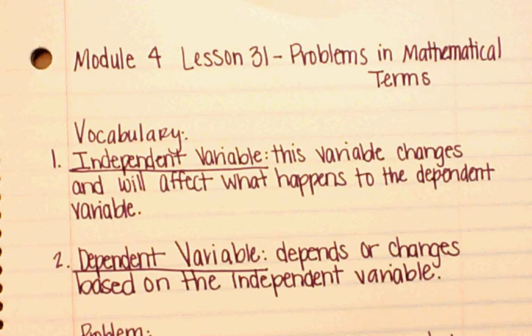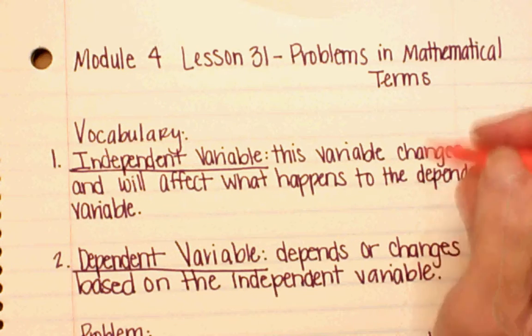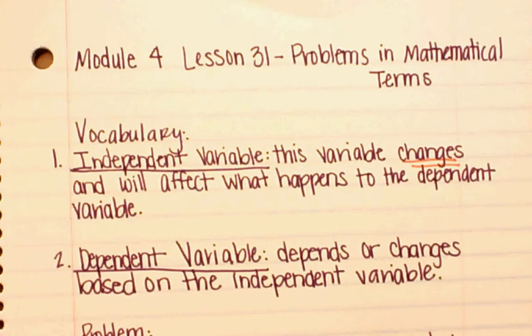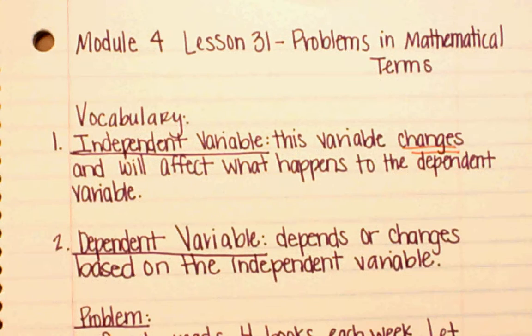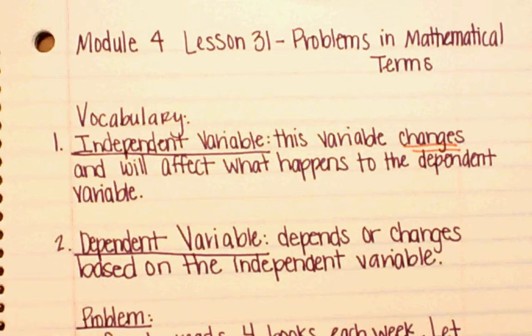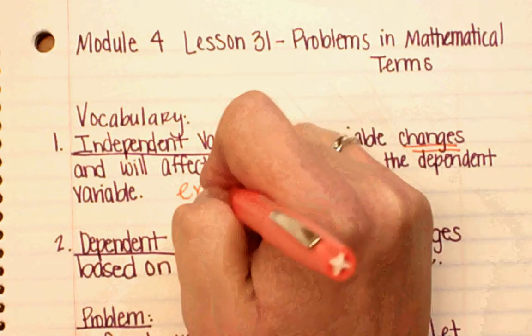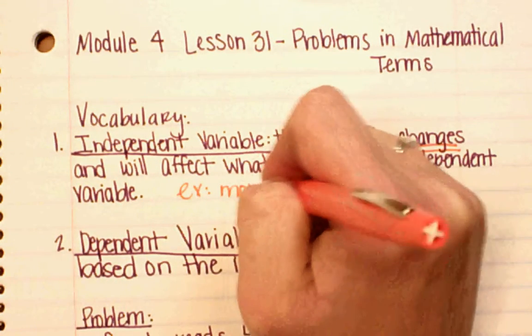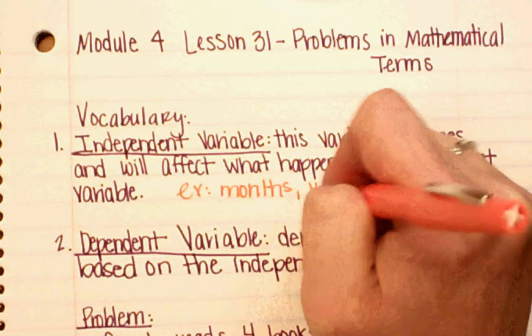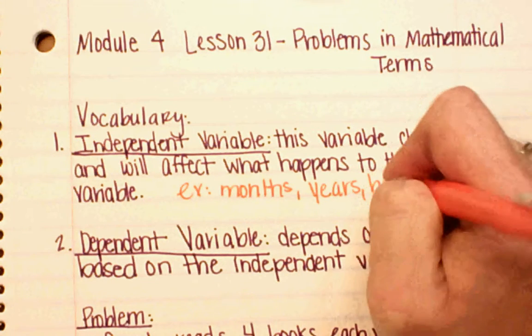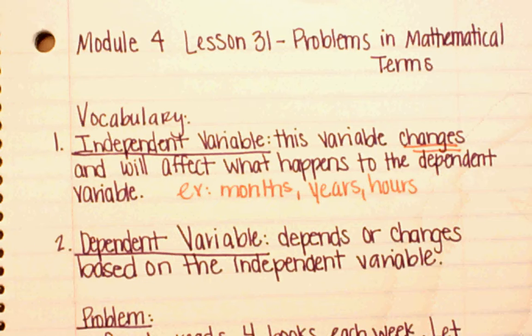This variable changes and will affect what happens to the dependent variable. So the key word here is it changes. You can't do anything about it. It's going to change no matter what you do. Examples of these would be months, years, hours. Those are examples. Those are going to happen no matter what you do. You can't stop time. So those are examples of independent variables.